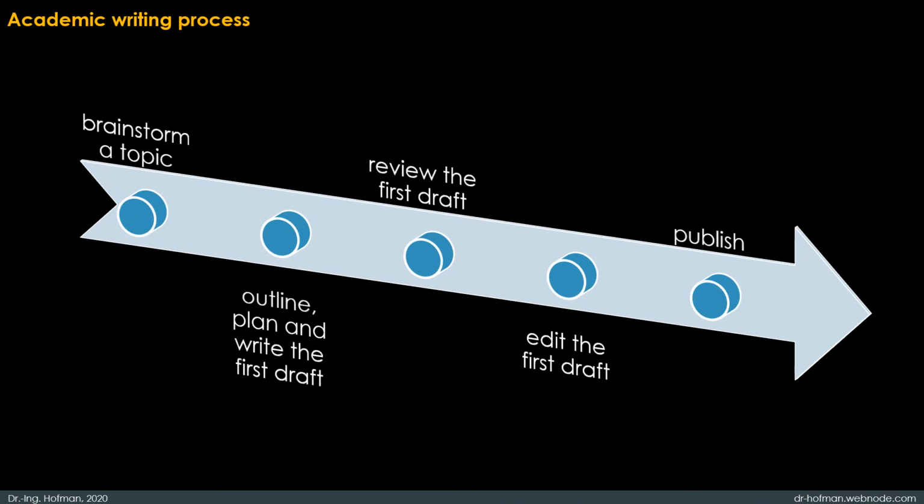Brainstorm a topic, find sources, read and research, take notes, organize your notes in an outline or another system, add your evidence into your outline or plan. Outline, plan and write the first draft. Write without stopping to revise and edit. Use the commenting feature to make suggestions on what you want to change. Write from your notes. As you write, include in-text citations.